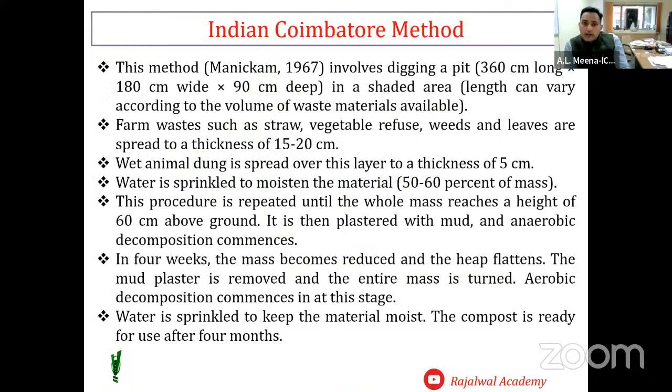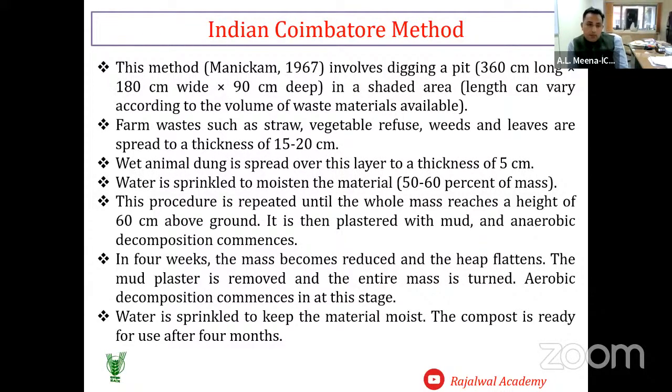Now coming to the Indian Coimbatore method, this method involves the digging of a pit, which should be 3.6 meters in length, 180 centimeters wide, and 90 centimeters deep, in a shaded area. Length can vary according to the volume of waste material you are using. Farm waste such as straw, vegetable refuse, weeds, and leaves are spread to a thickness of 15 to 20 centimeters. Wet materials, dung, are spread over this layer to a thickness of 5 cm.